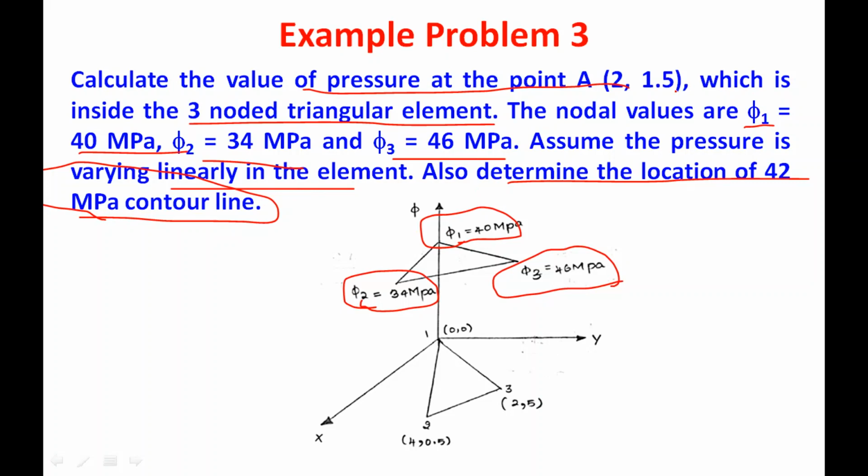For the first part, we have to find the pressure at a point A, which is inside this element. So the point A is here. Coordinates are given 2, 1.5. For that, first we have to write down the given nodal coordinates and nodal parameter. Then we have to find the alpha, beta, gamma, 2A. Then we have to establish N1, N2, N3. After that, we have to find the pressure at a given point. Then we have to use the procedure we followed for isotherm line. Same procedure to be followed for constant pressure line, that is contour line.